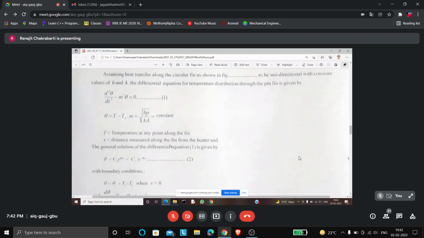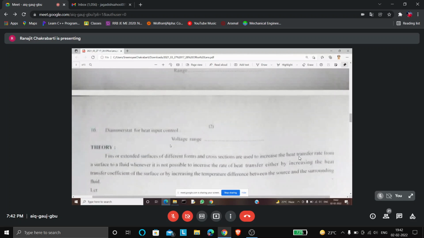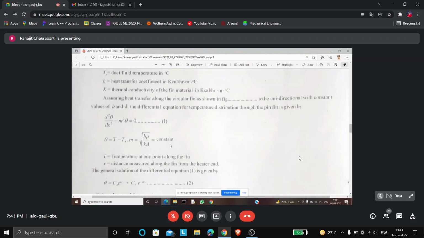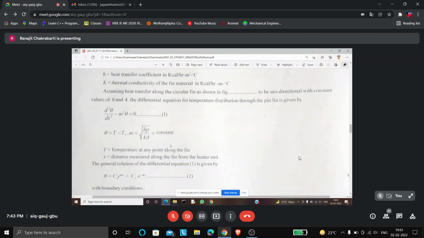Now, the theory is that whenever we consider one-dimensional steady-state heat conduction through the fin, the governing differential equation is this: d2 theta by dx2 minus m square theta is equal to 0.